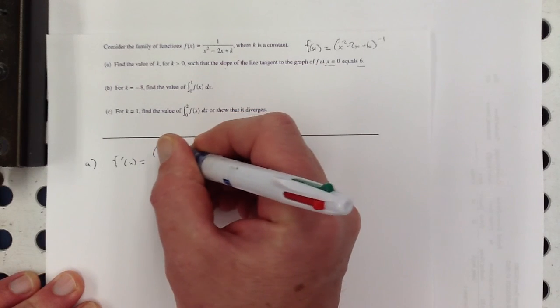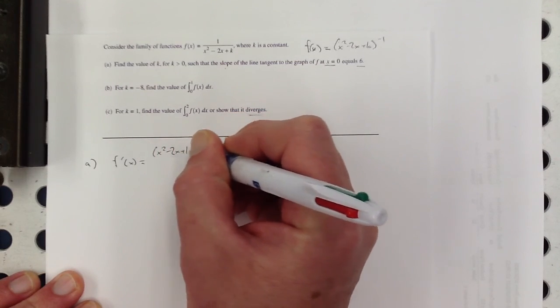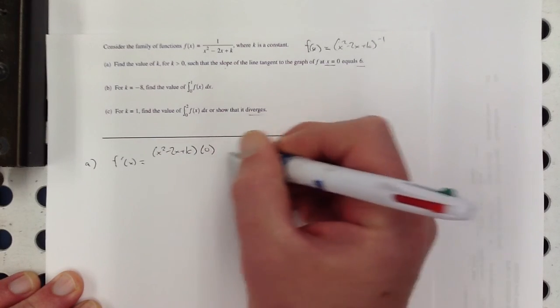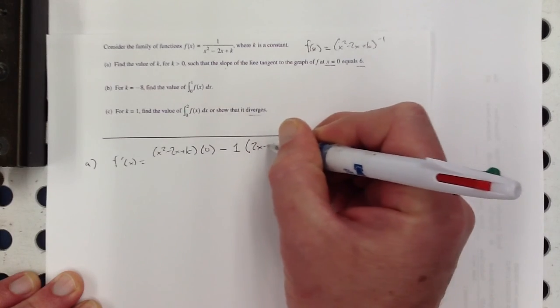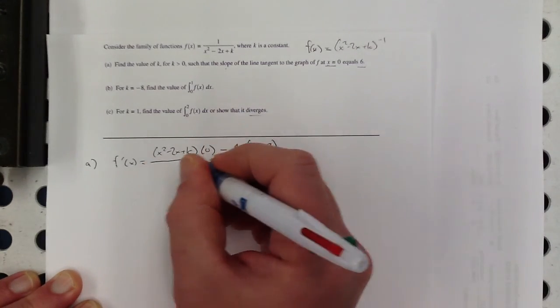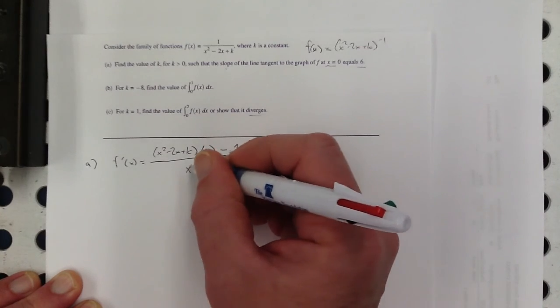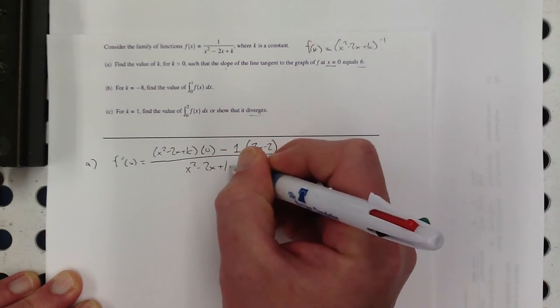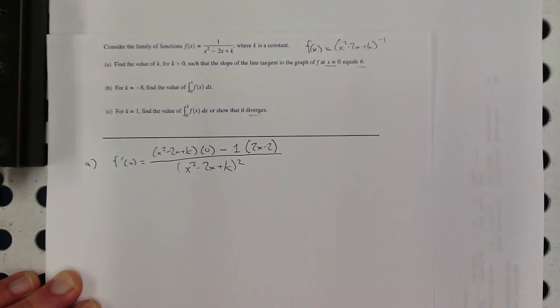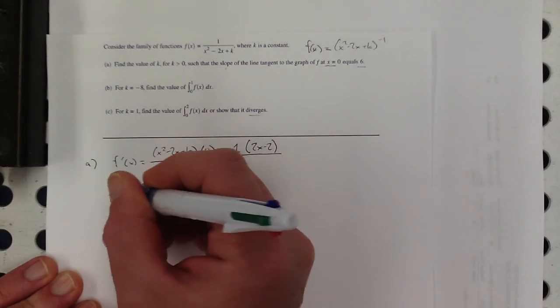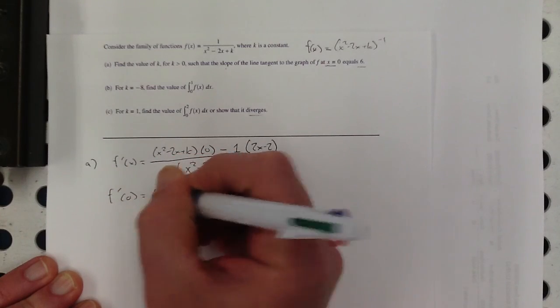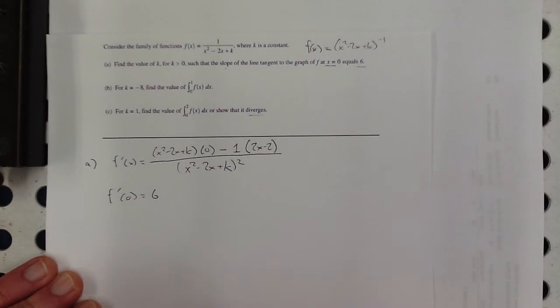So low d high minus high d low over low squared. And I want this to equal 6 when x is 0. So when I plug 0 in, I want it to equal 6.